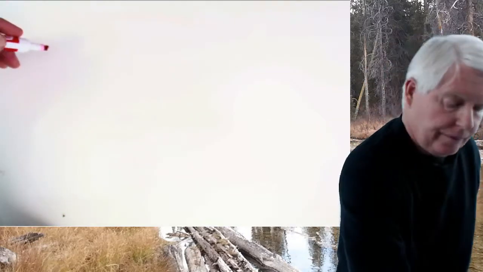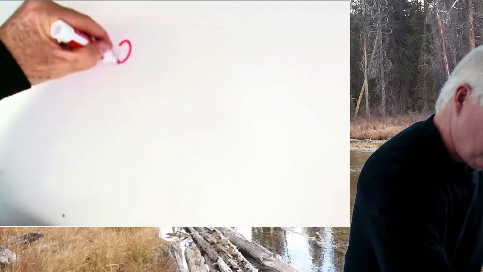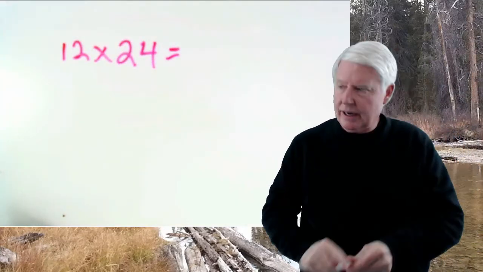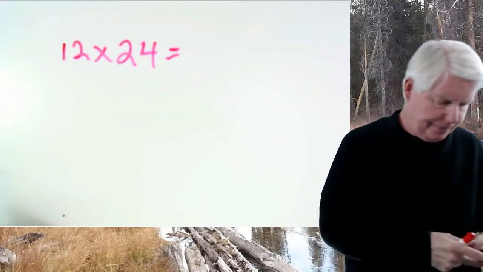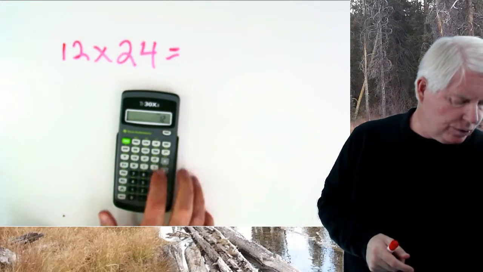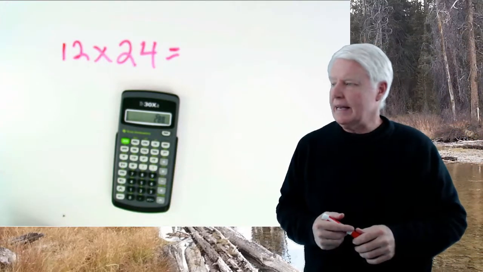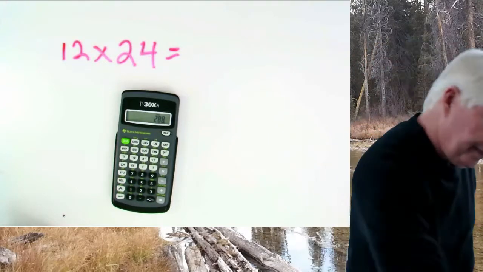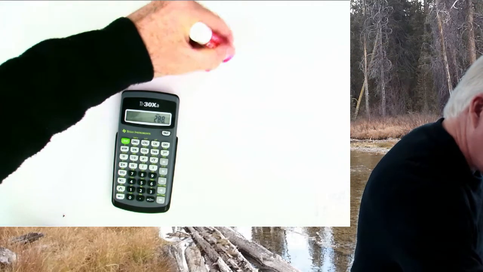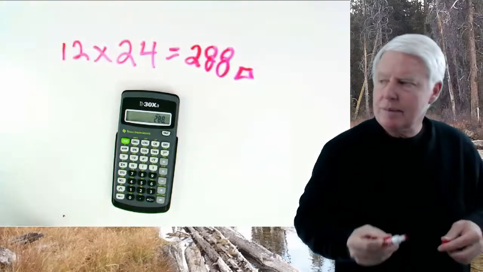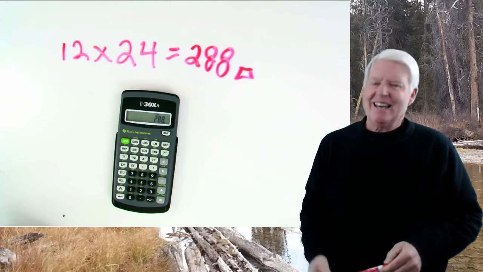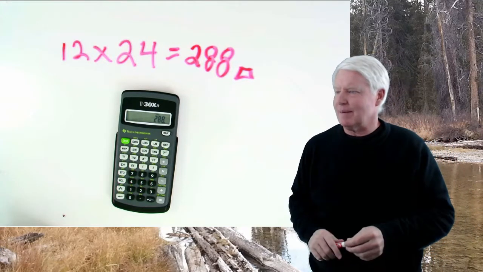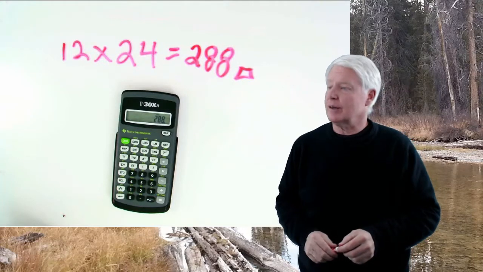So here are the numbers. 12 by 24 equals. Let's get out the trusty calculator. 12 times 24 equals 288. There we go. 288 square units. So I put a square there to remind you they're square units. They didn't give us what square units. It doesn't matter. They're all the same units, so we don't need to do any unit conversion.